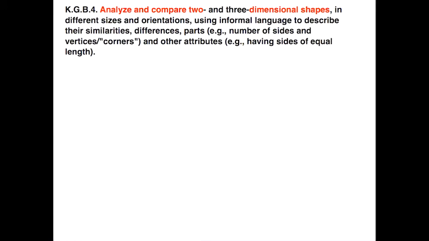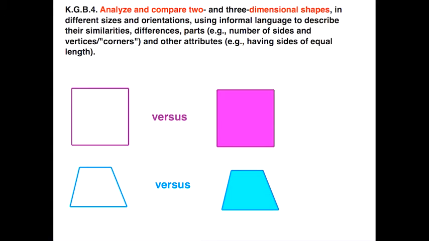Let's look at analyzing and comparing two-dimensional shapes. We need to pay attention to something that could happen here that might lead us astray. When we're talking about, let's say, a square, we have that on the left-hand side. On the right-hand side, we have that same square, but we also have its interior.